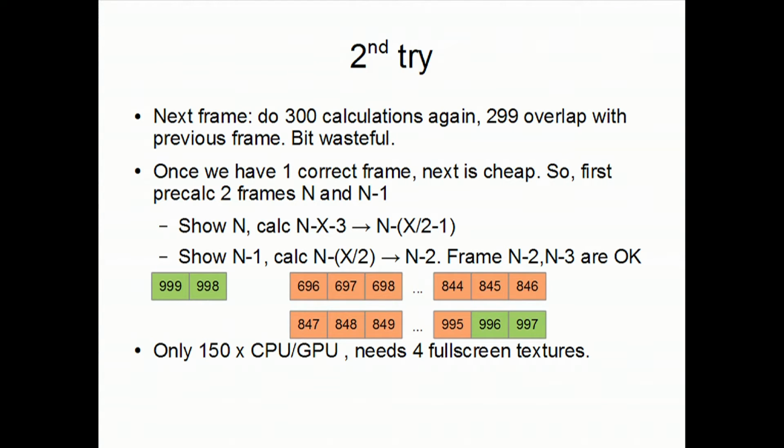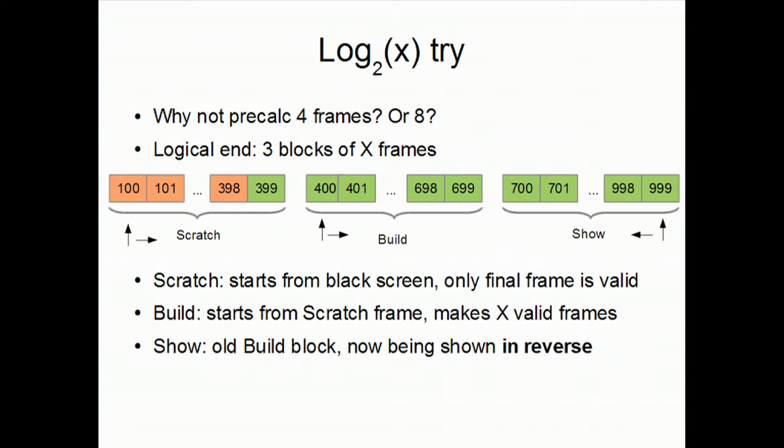So if you already have 2 pre-calculated frames, say 999 and 998, then you show the first of those, and you calculate half a block of frames. Then you show your second pre-calculated frame, and you calculate the second half of the block plus 1 texture. So you have 2 valid textures with which you can repeat the procedure. So this needs only 150 times the CPU or GPU power and needs twice as much memory. And why stop there? Why not 4 frames or 8?